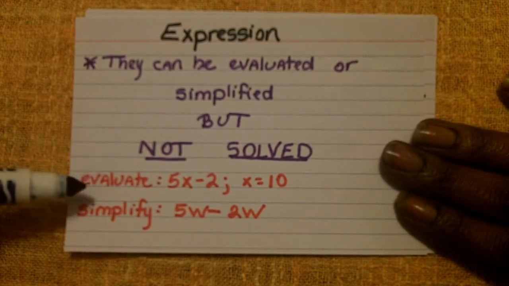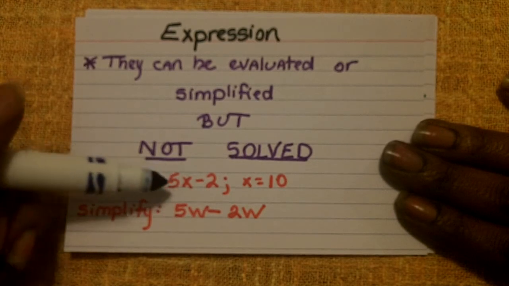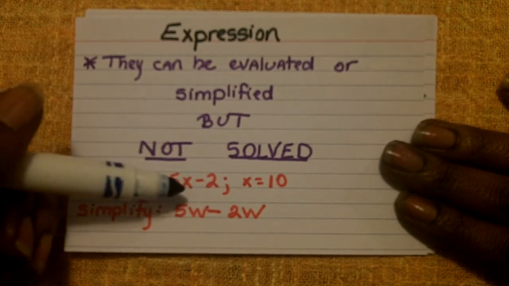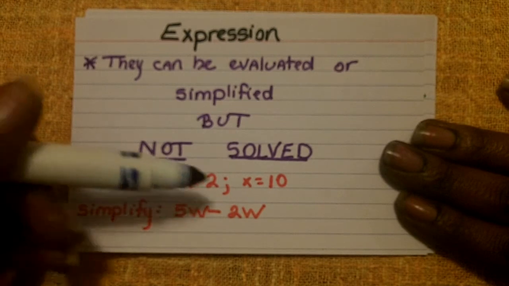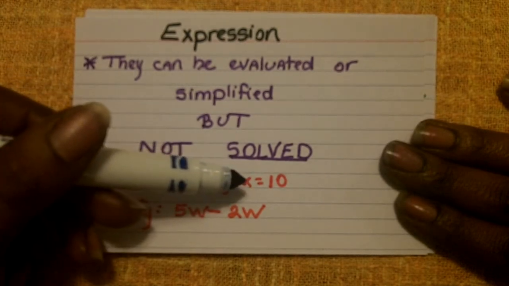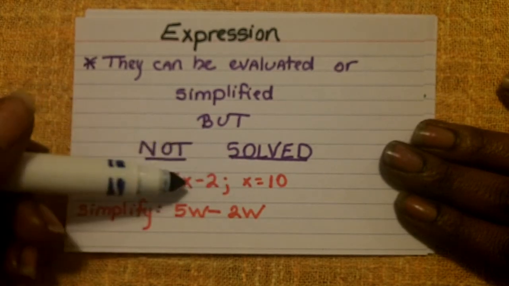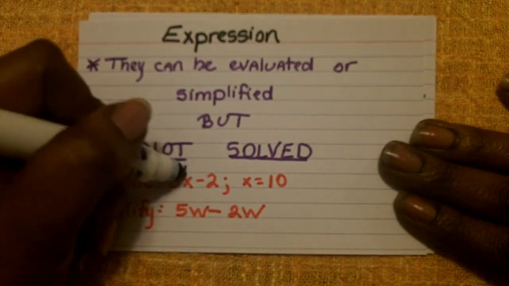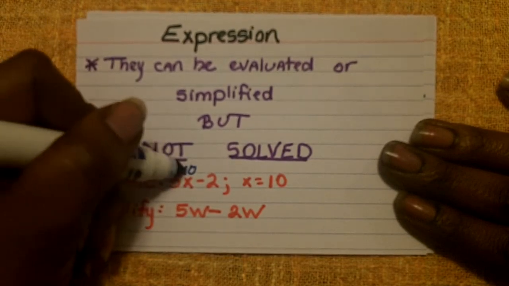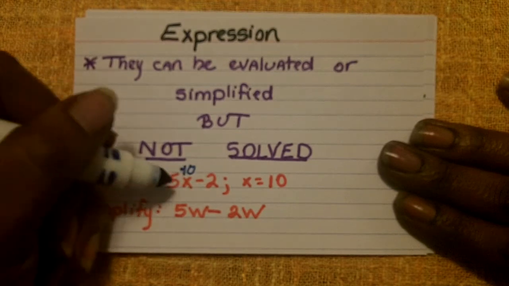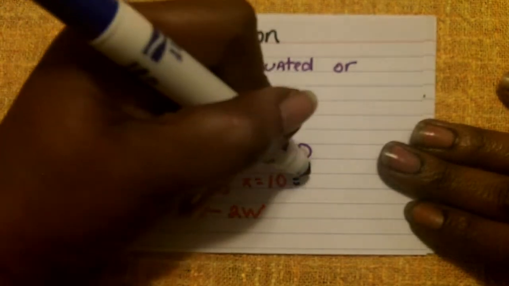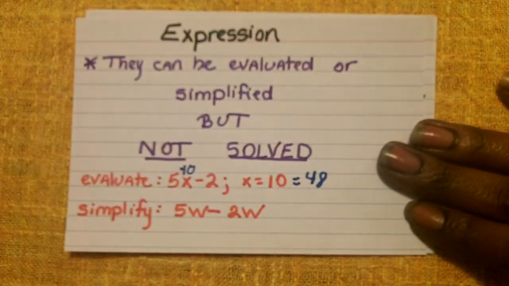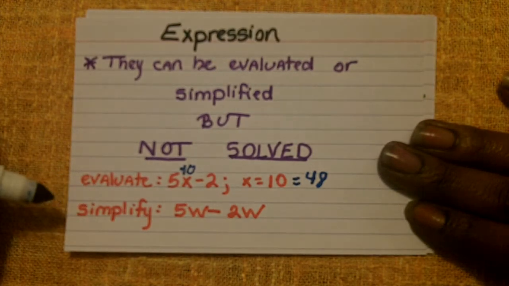So an example of evaluating an expression: if the expression 5 times x minus 2 was given to us and we were told the value of x, in this case 10, we could substitute a 10 for the x. We know that 5 times 10 is 50. 50 minus 2 would give us a solution of 48. So as you can see, you can evaluate an expression.